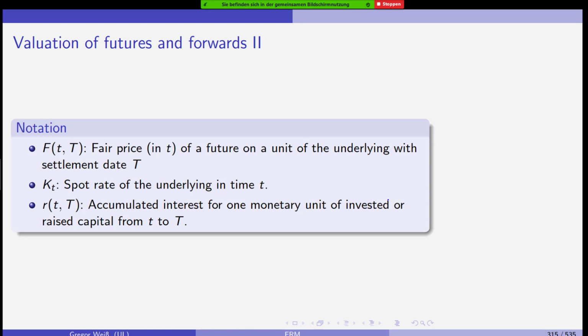K_t again is the spot rate, and we simply summarize all interest payments we would get for one monetary unit of invested or raised capital. We would simply summarize this as R_t(T). So this is the accumulated interest.